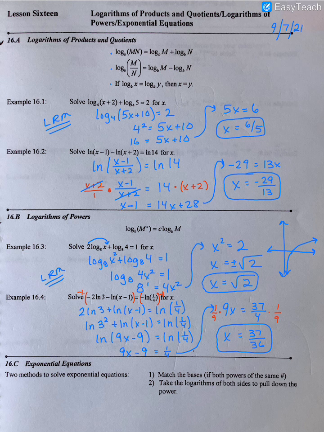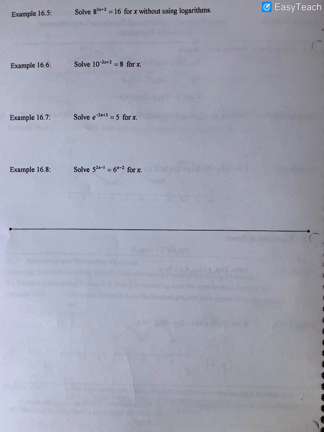So moving to page 2 here. And as I move to page 2, start looking at example 5. 8 to the 3x plus 2 equals 16. We're solving for x. Notice this one specifically says without using logarithms. Just practicing the technique here, but you could use logarithms to solve. But the reason we don't have to use logarithms here is because 8 and 16 are both powers of 2.